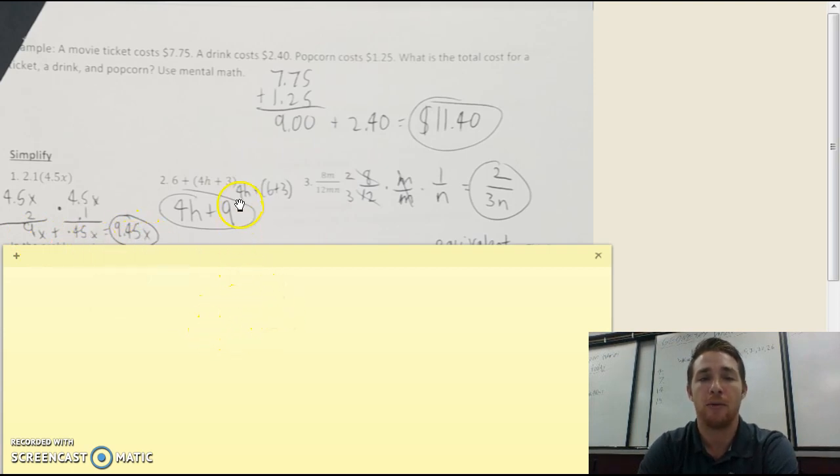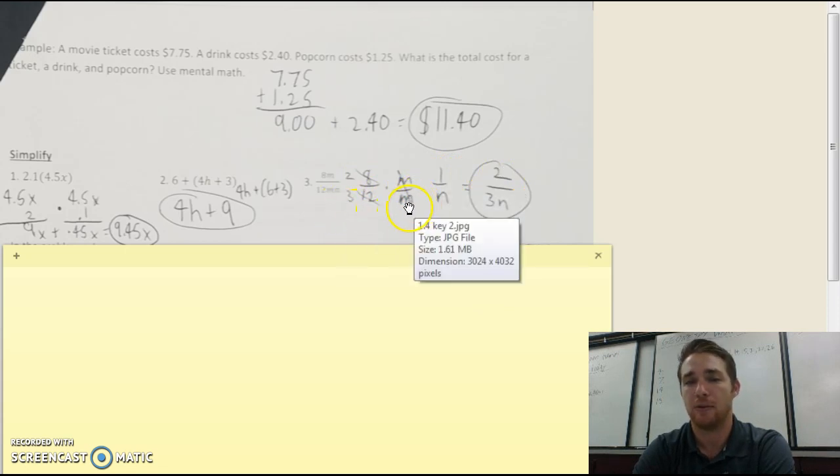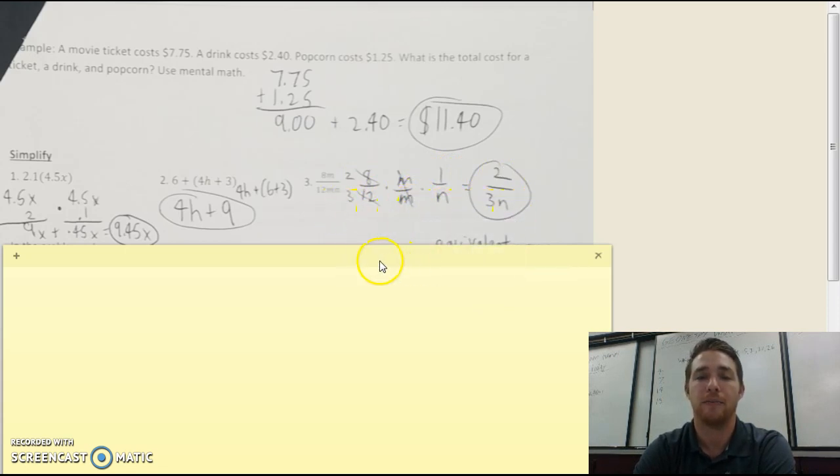On the next one, all I'm doing is changing the order so that I can take the 6 and the 3 together. So I have 4h plus 6 plus 3, that makes 4h plus 9. On the last one, I just kind of broke this apart and saw what we can simplify. So 8 over 12, I can reduce that. 4 goes into 8 twice, 4 goes into 12 3 times, so that's 2 over 3. The m's are going to cancel, and I have a 1 over n at the end. So if I multiply everything across the top, 2 times 1 times 1, I get 2. On the bottom, 3 times 1 times n, I get 3n.